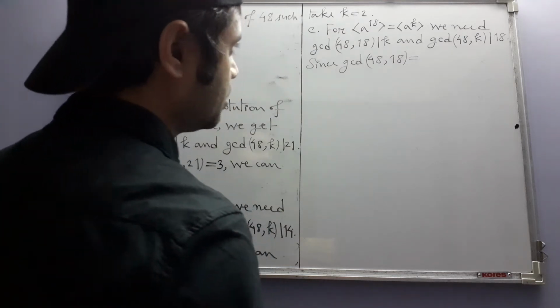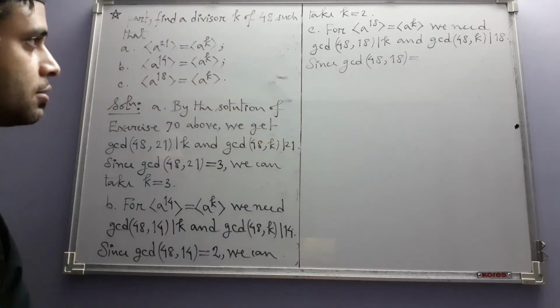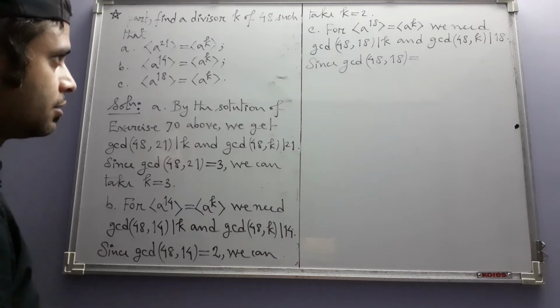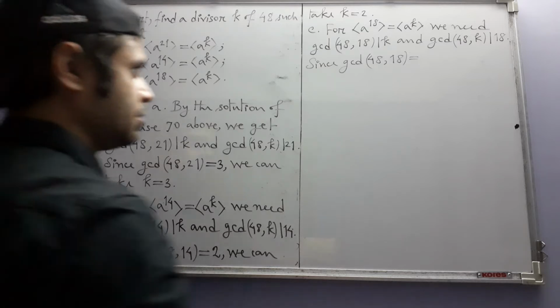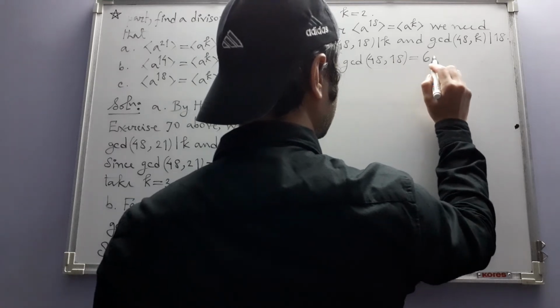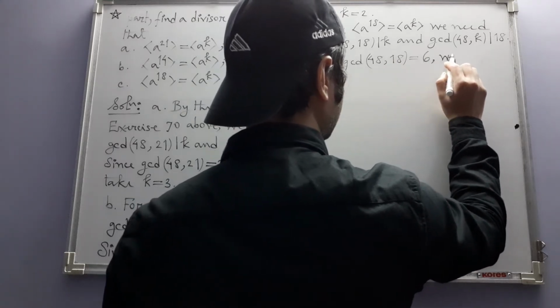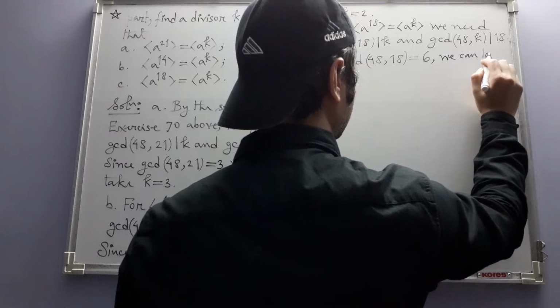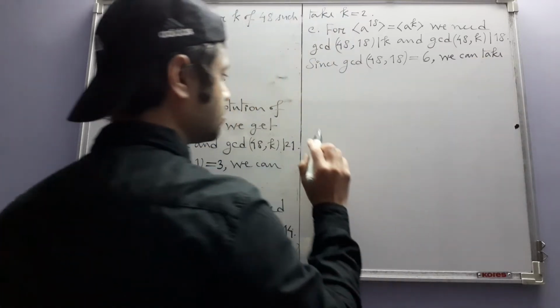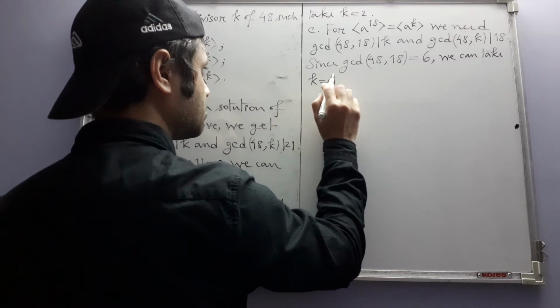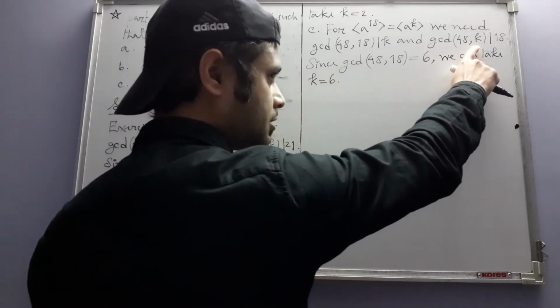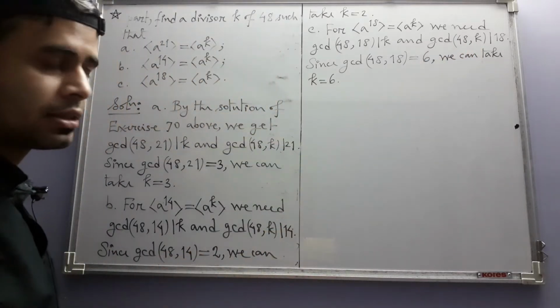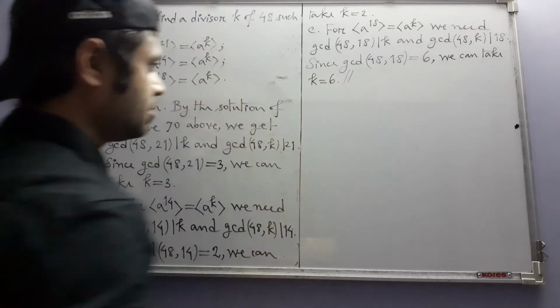Okay. 3 divides 48. 2 also divides 48, but 9 does not divide 48. So this GCD is 6. In this case, we can take k equal to 6. And if we do that, then here the second GCD will be 6 and 6 divides 18. So this completes the solution.